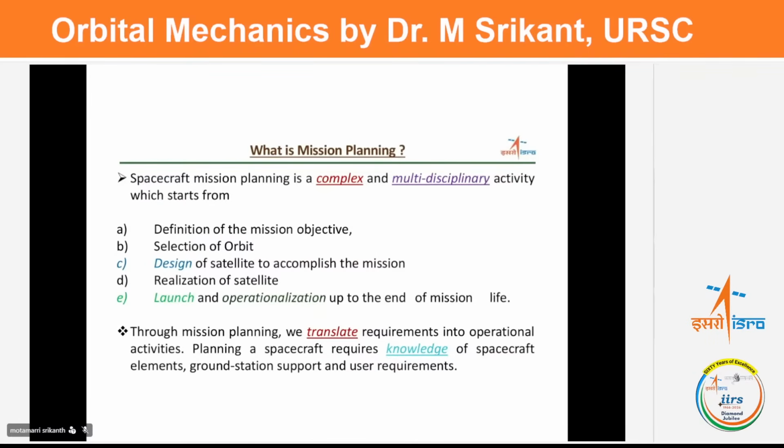Then design of the satellite to accomplish the mission is very important. Realization of the satellite, launch and operation of the satellite, and till the end of mission life. So requirements translate to realization, execution, implementation, and launching the satellite and meeting all the requirements. Once the satellite reaches the end of life with respect to the criteria defined for fuel or wear and tear of the systems, we have to declare the end of life, and we should also see that the satellite is not becoming debris.